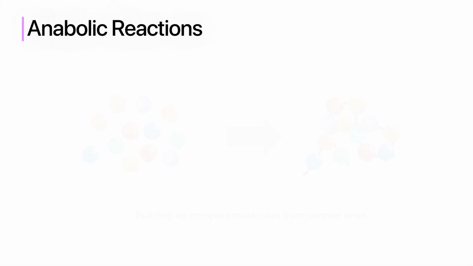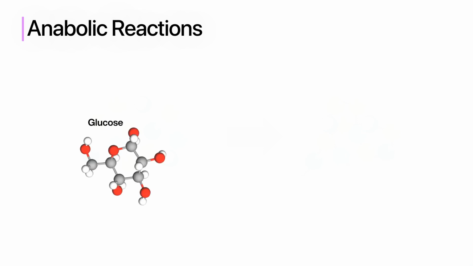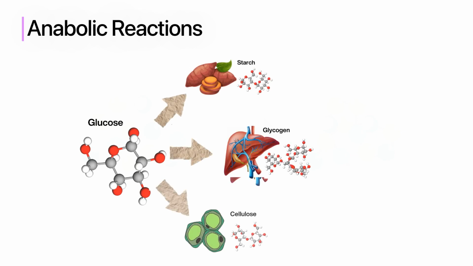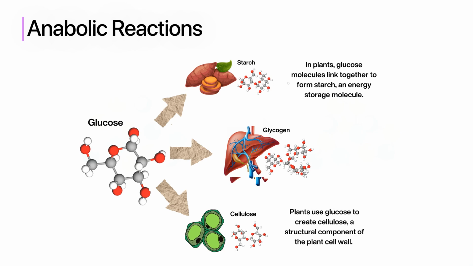In our first example of an anabolic reaction, glucose is converted into several complex molecules such as starch, glycogen, and cellulose. In plants, glucose molecules link together to form starch, an energy storage molecule. Plants also use glucose to create cellulose, a structural component of the plant cell wall. In animals, glucose is converted into glycogen, which is stored in the liver and muscles.